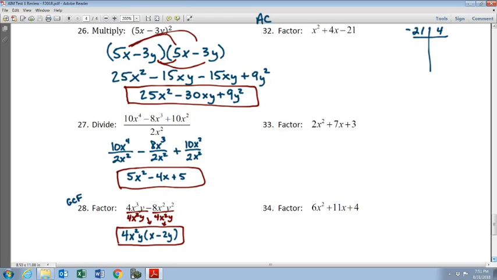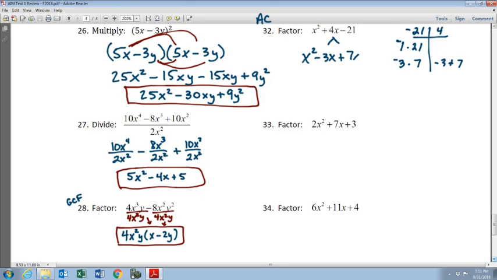So numbers that multiply to 21, that would be 1 times 21 or 3 times 7. Now since we're getting a negative 21 here, or we need a negative 21, these numbers should be opposites. And the other thing is when we add them, we need to get a positive 4. So we want to make our smaller numbers negative. Notice the one that works is negative 3 plus 7. So again, make sure these numbers are right. Negative 3 times 7 is negative 21. Negative 3 plus 7 is 4.